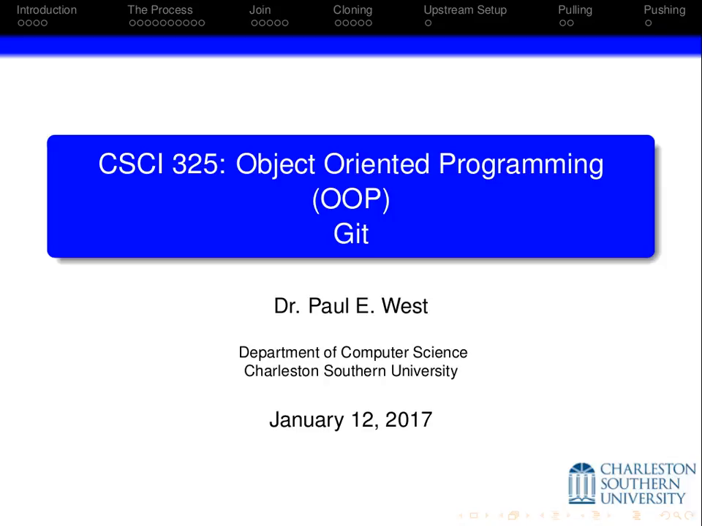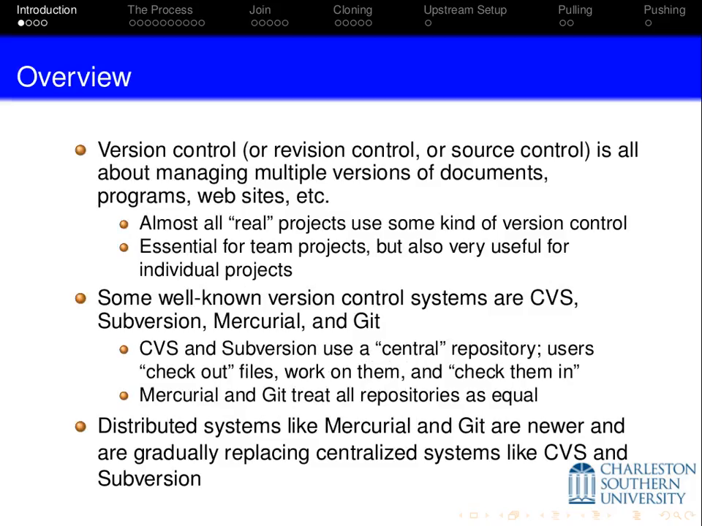All right, so Git, let's see, introduction. Version control, pretty much all real projects use it. It's essential for team projects, but it can also be very useful for individuals. Some well-known systems, we've got CVS, Subversion, Mercurial, and Git. The big difference is that CVS and Subversion are central, and Mercurial and Git are distributed. I'm trying to think of how useful that is to y'all. If that doesn't make any sense when you're going through the slides, that's okay, don't worry about it too much. At least for this class.